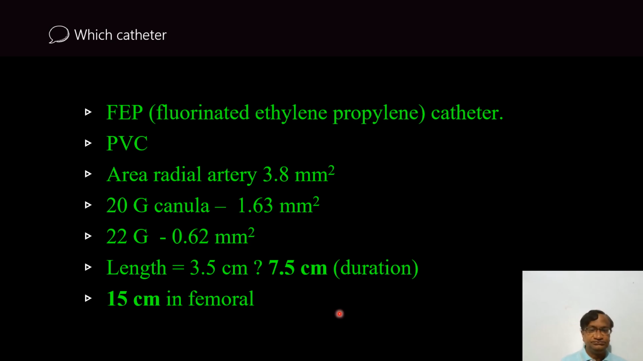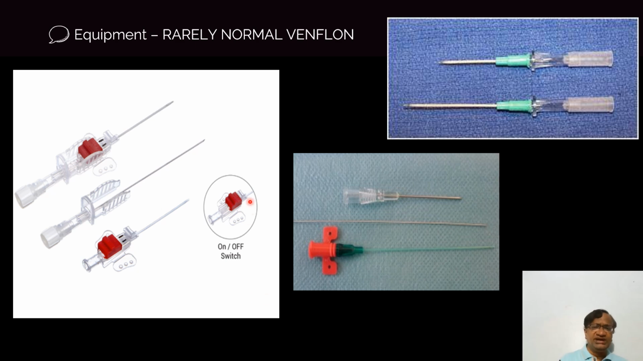Ideally, at least 3.5 centimeters should be in the radial artery, and 15 to 17 centimeters in the femoral artery. If we don't have that, then it is a problem, and the waveform analysis may be different. So this is what is important. See here 3.8, and for a 22 gauge maybe 0.66. There is innumerable equipment: on-off switches, cannulas, Seldinger methods. So many, but rarely can you use normal flows.